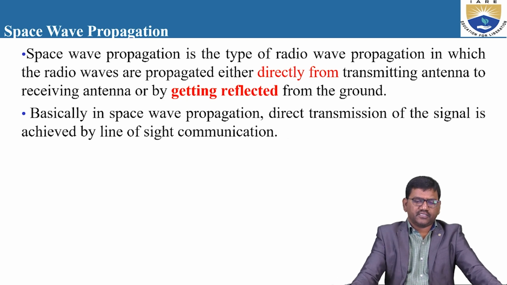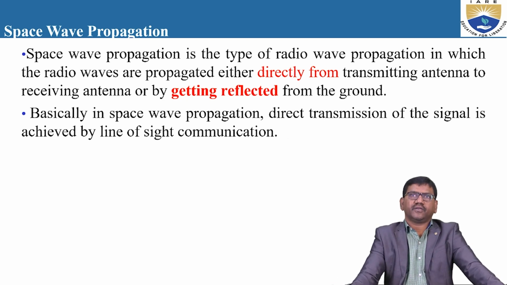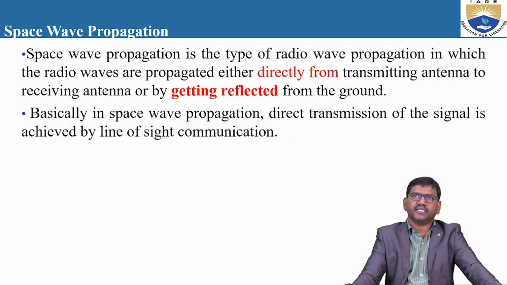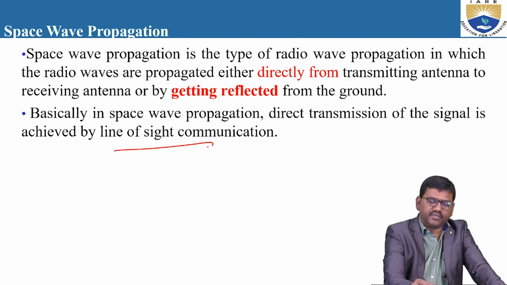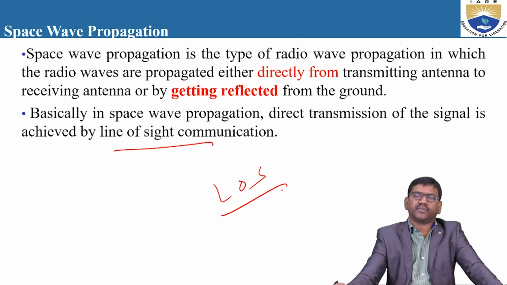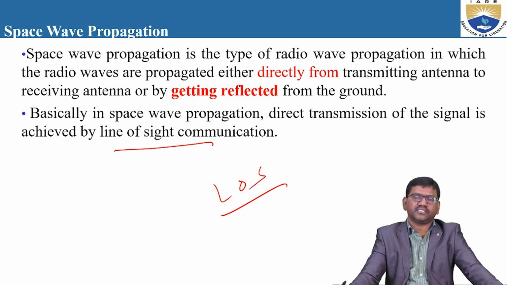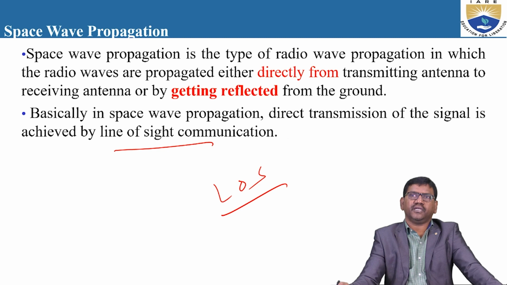Now space wave propagation. Space wave propagation is a type of radio wave propagation in which the radio waves are propagated either directly from the transmitting antenna to the receiving antenna or by getting reflected from the ground. Basically, in space wave propagation, direct transmission of the signal is achieved by line of sight communication, also known as LOS propagation, where we transmit the signal directly between the transmitting antenna and the receiving antenna without reflection or without any obstacles or buildings between them.